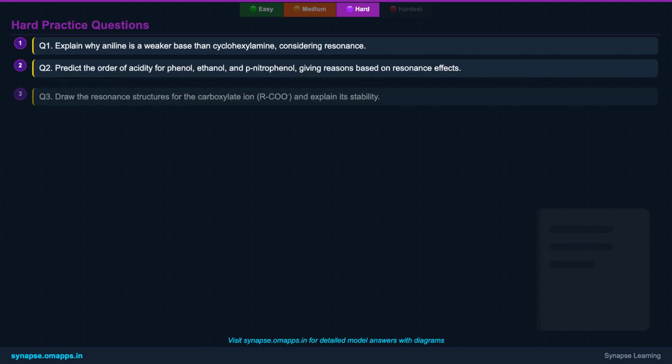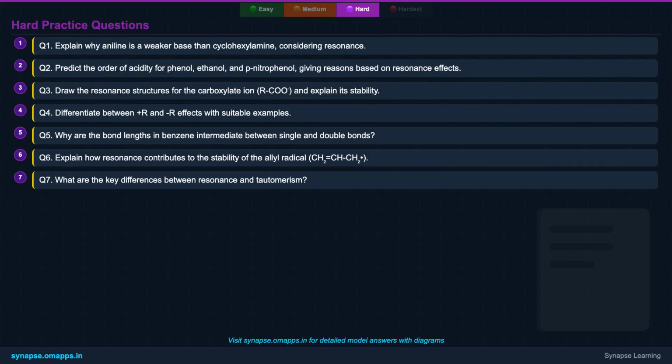You've now delved into the more complex aspects of resonance, including its effects and applications. These 7 questions will test your analytical skills and your ability to apply resonance theory to various chemical scenarios, from bond lengths to acidity and basicity. Take your time and think critically.